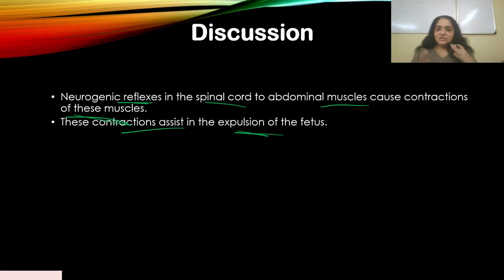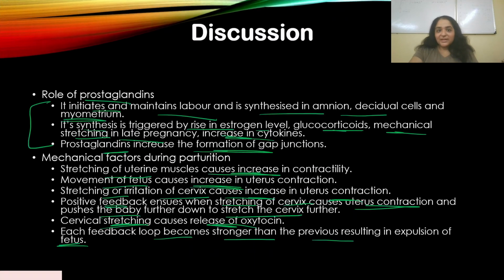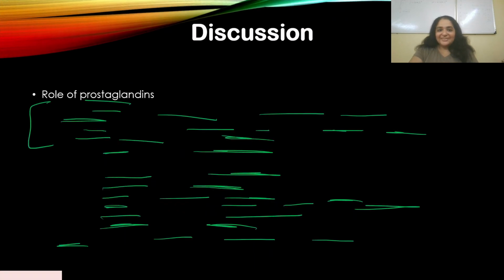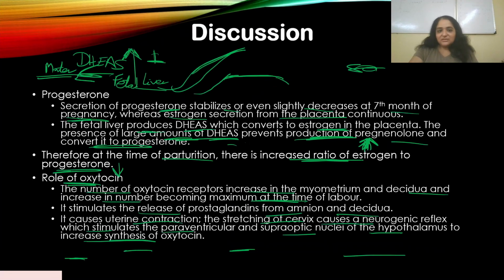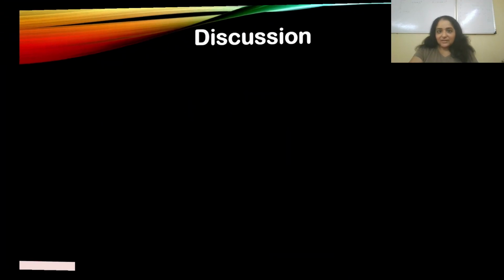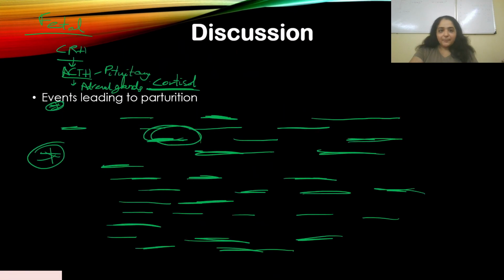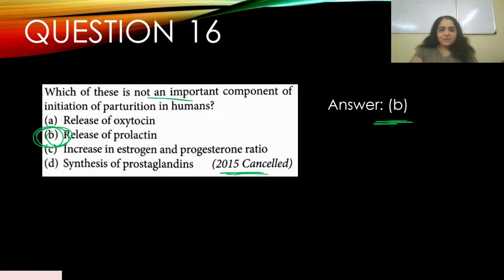There are estrogen and progesterone changes, and they've asked about the ratio, so you should know what is actually happening with the ratio. I would suggest you note these points down to help you understand better. There's oxytocin release, there's prostaglandin release, and there's an increase in the estrogen to progesterone ratio. So estrogen increases and progesterone drops. This is an important topic.